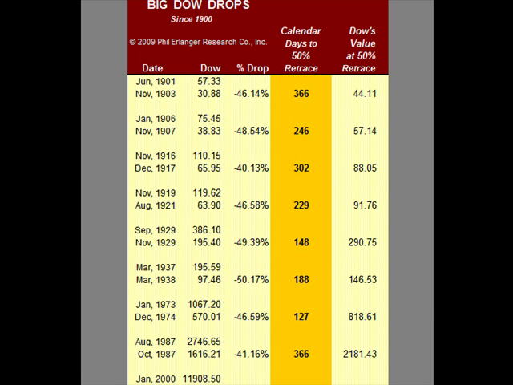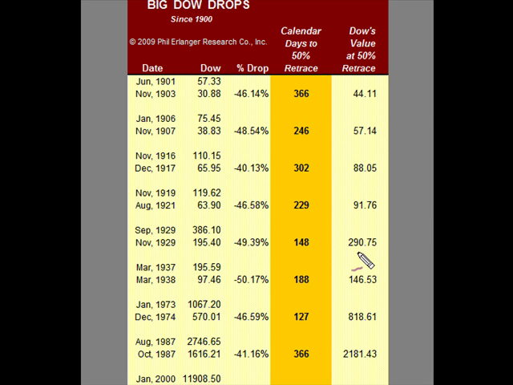So in this table, we've identified all of the biggest drops in the history of the Dow Jones Industrial Average. And as you can see, most of them range between 40 and 50% declines. What we've done is identify how long it takes for the market to bounce back to retrace that decline at least 50%. And it varies. You get as many as 366 days. That's the longest it took, and that was back in 1903.